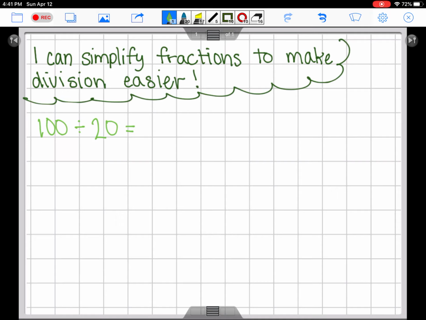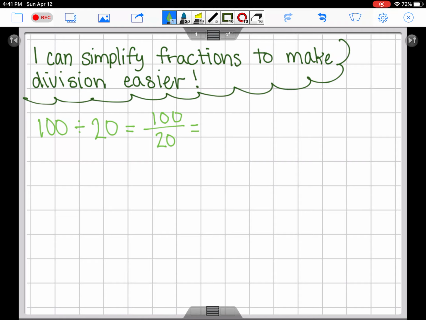First things first, go ahead and get this problem written down. 100 divided by 20 equals. Don't write the answer because we're going to write a bunch of other stuff first. Now that you have that written down, I'd like you to write this as a fraction. About 5 seconds to write this as a fraction. Your fraction should be 100 over 20. That is the same as 100 divided by 20.